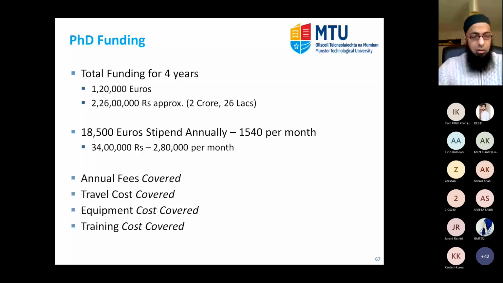specific equipment to conduct your experiments, or you need a laptop or computer or any other software, all these things will also be covered. And if you require any specific training in terms of software or in terms of learning any mathematical modeling technique or courses, all those will be covered. There are many other details that I skipped.